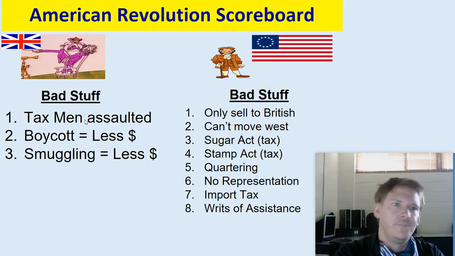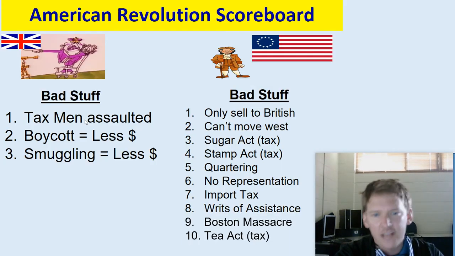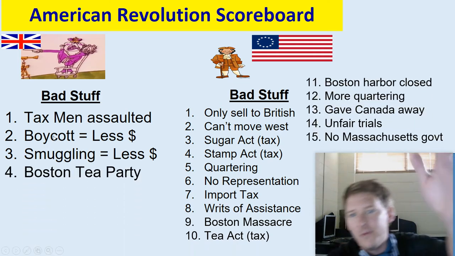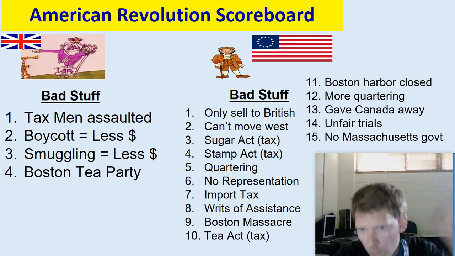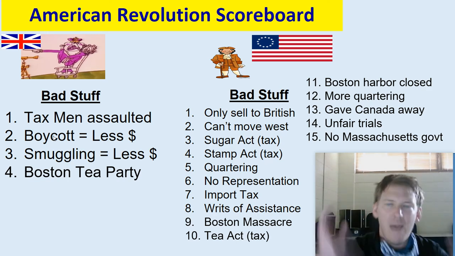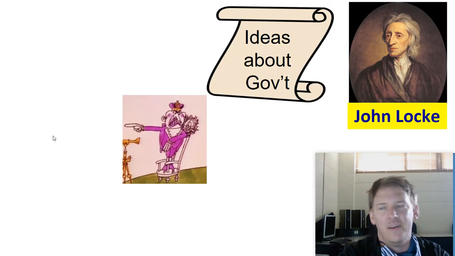You get nothing. All right, so Boston Massacre, Tea Act. Oh, yeah, Boston Tea Party. Well, that was bad for the British. Oh, but then we got all this other stuff. Harbor's closed. More quartering. Canada goes to Canada. Unfair trials. Massachusetts no longer gets a government.